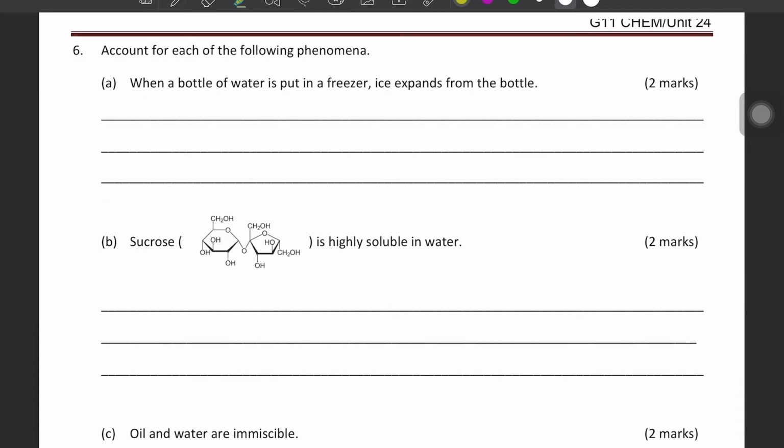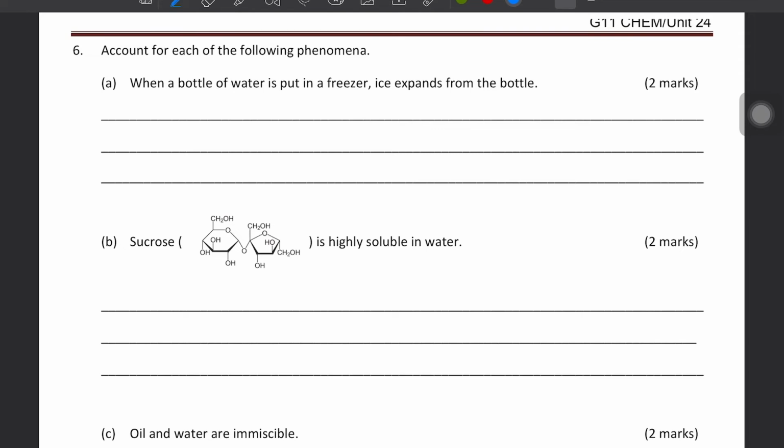For question 6 in page 23, so you can see the mark is not very high. Only 2 marks will be given, so no need to write down too much about scientific fact or etc. When a bottle of water is put in the freezer, ice expands.